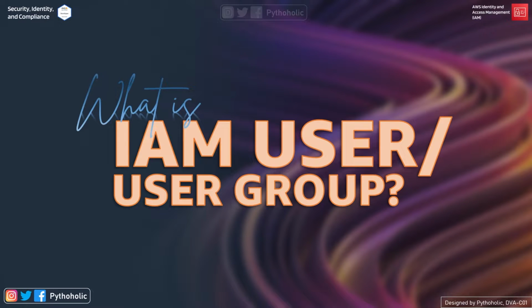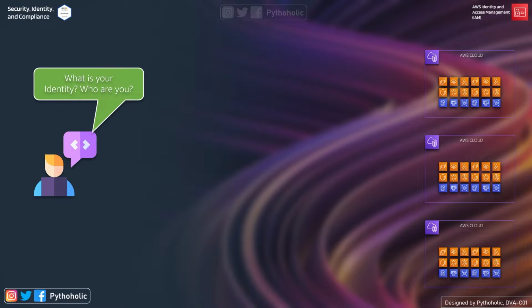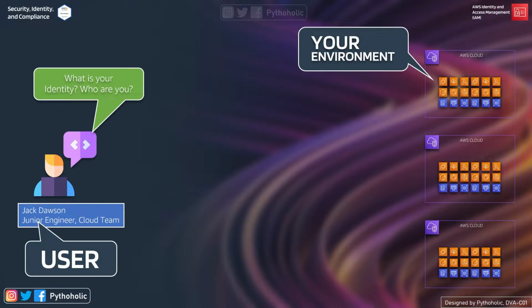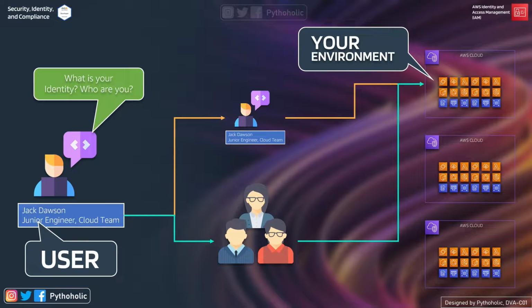Now let's come to the point. It's about you and your team. So let's discuss users and user groups. When you want to work on the AWS resources, IAM is going to ask you, what is your identity? Who are you? So you will tell it that you are Jack Dawson, Junior Engineer, Cloud Team. And based on that, we need to add you to a particular AWS account or accounts. And based on this, we will attach the policies and permissions for you to work on this particular environment. Similarly, there might be a group of users that can be a part of the same account or a different account, but as a part of the user group.